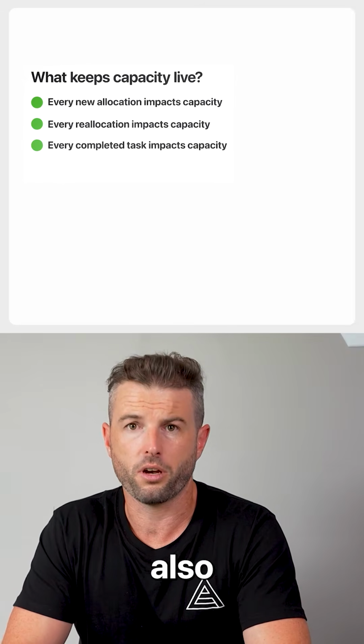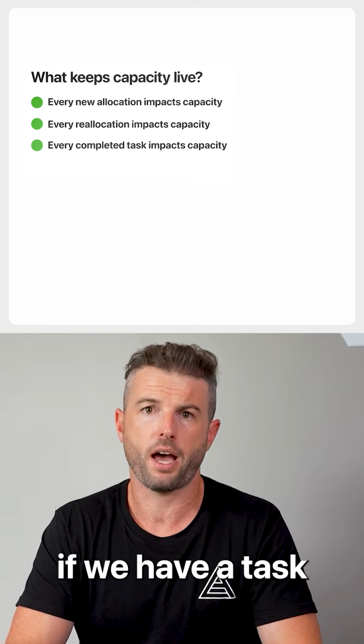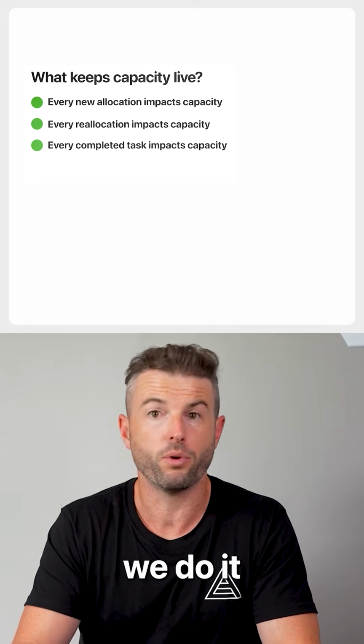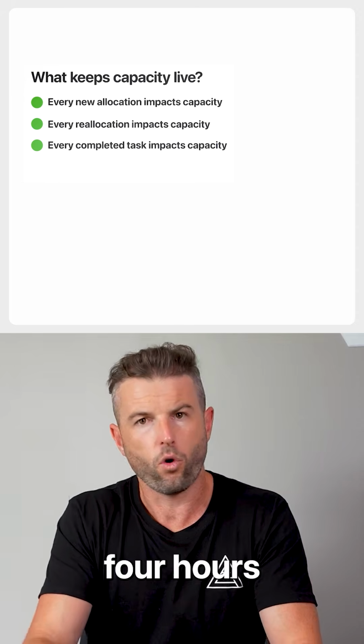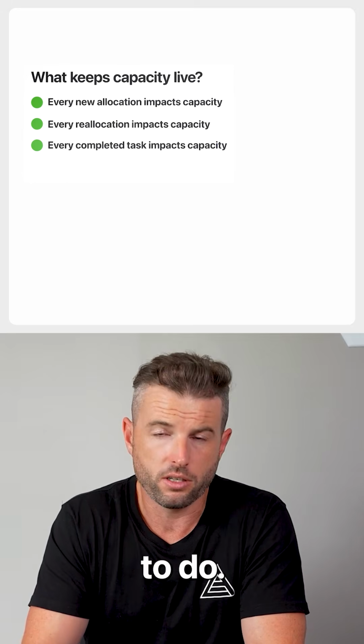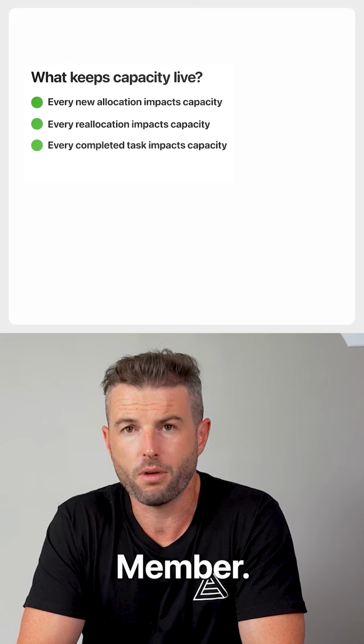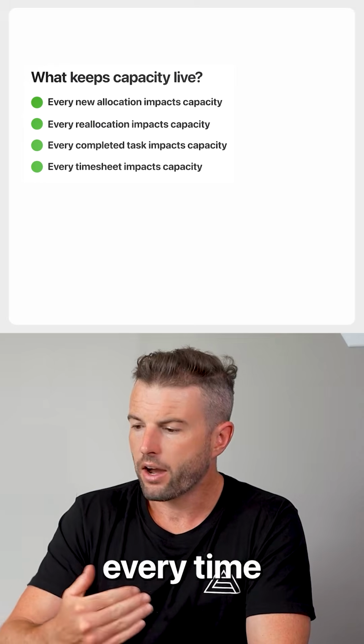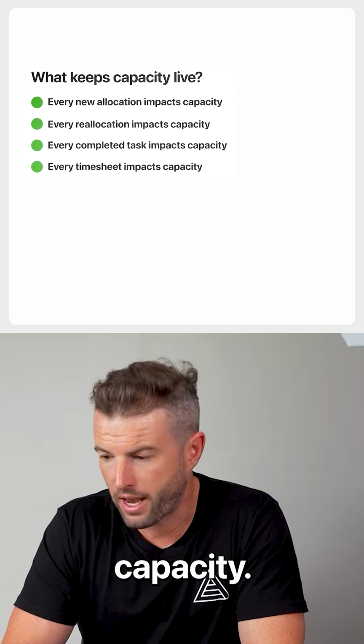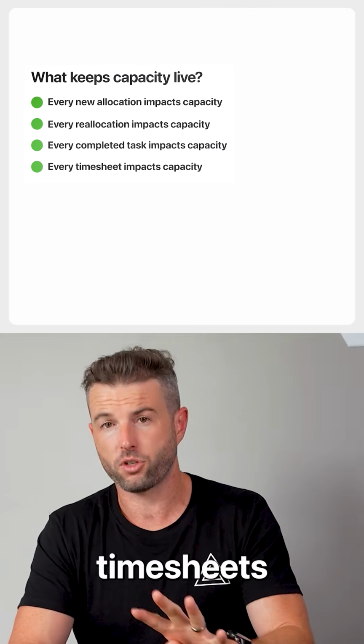Completed tasks also affect capacity. So if we have a task that was allocated 10 hours and we do it in 6 hours, there's 4 hours that we had in our plan that we no longer need to do, so that would open up 4 hours of capacity for that team member. Now, every timesheet also impacts capacity. So there are 4 types of timesheets we can do.